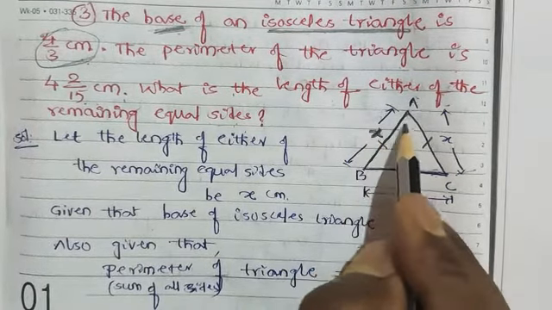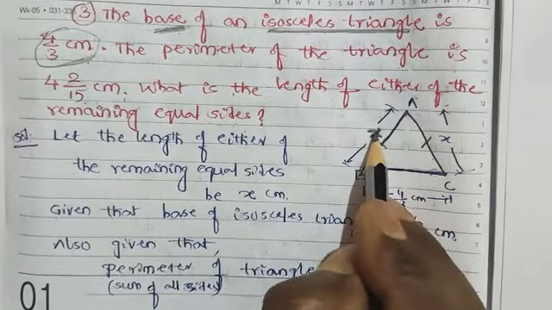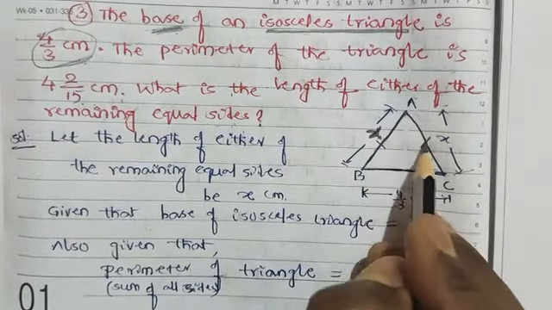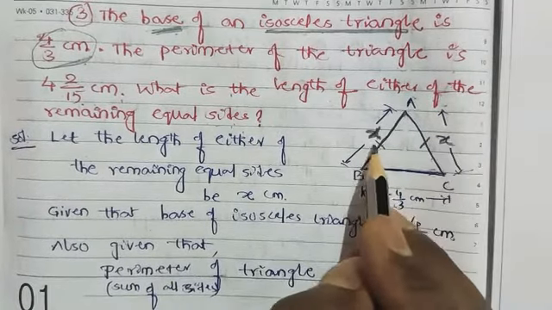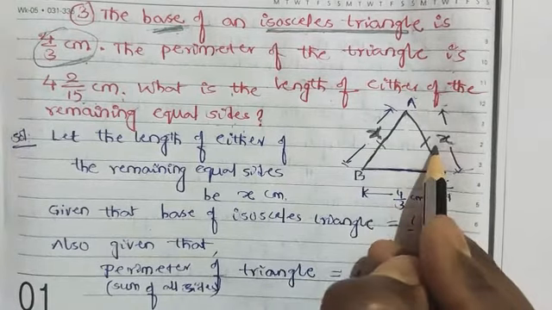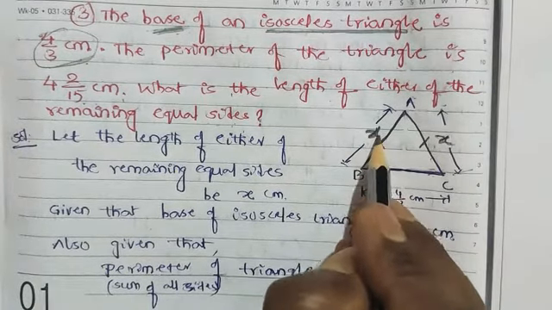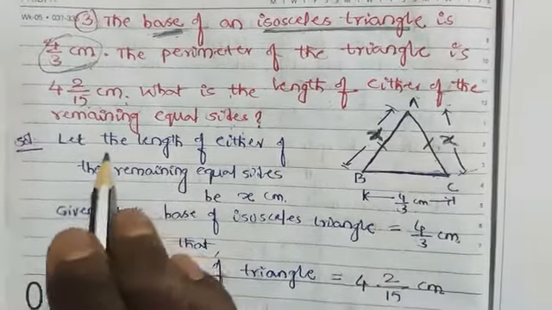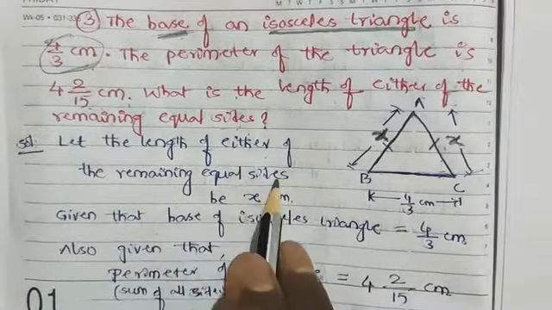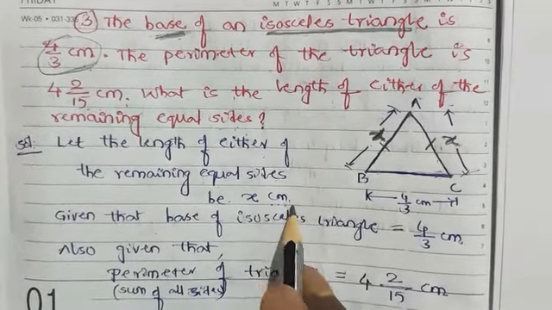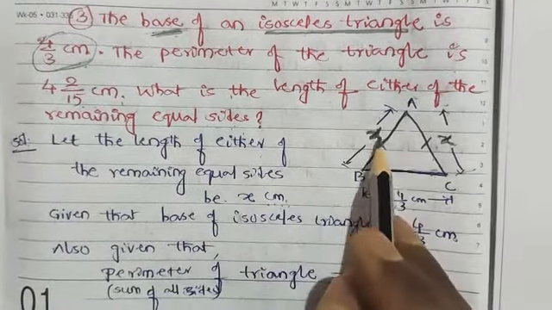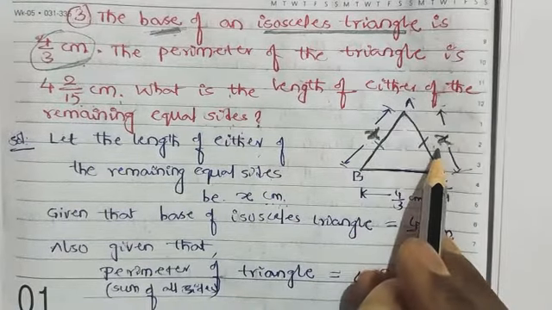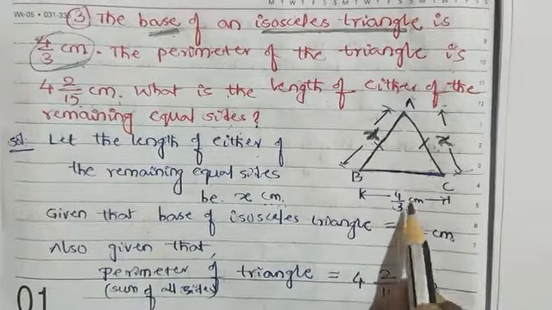Since it is an isosceles triangle, if you take one side length as x, the other equal side is also x. For example, if it is 6 centimeter, this also will be 6 centimeter. Same way, if you take x, this length also will be x. So let the length of either of the remaining equal sides be x centimeter. The equal sides length is x, which we assumed, and the base length is given as 4/3 centimeter.